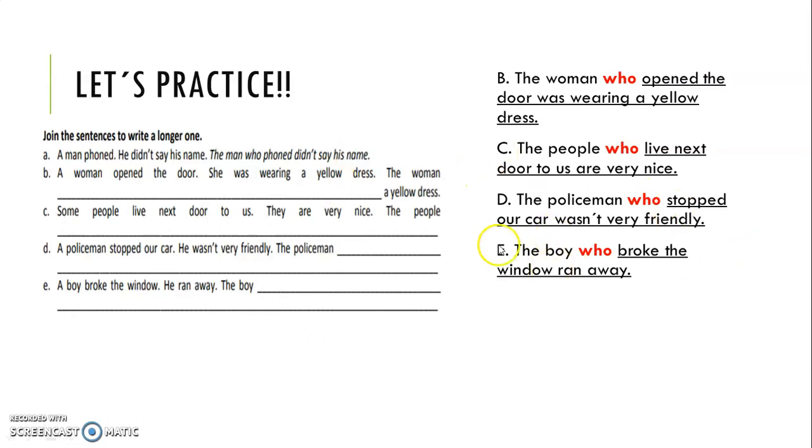And in letter E, for example, it is going to be the same. The boy who broke the window ran away. Be very careful with this one. I want you to analyze which were the things, for example, that here we did in order to join the sentences. Try to analyze how to join these sentences that you have here on your screen, so we can discuss this kind of writing in our following class.